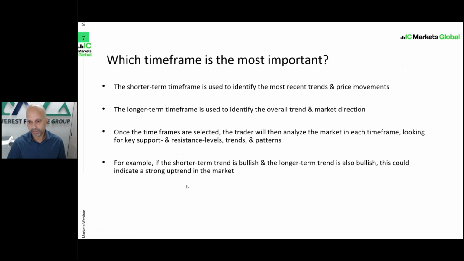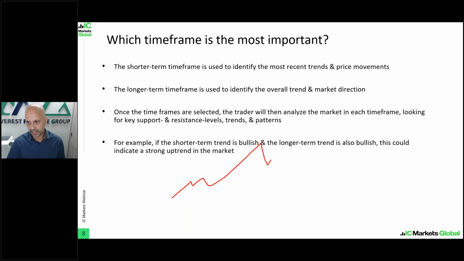So let's just say we have a trend like this. So you can see this is the longer term time trend, right? But along the way, you can see pullbacks occurring here, right? So this is what the shorter time frame is going to be used for. The shorter time frame will be used, for example, highlighting this type of pullbacks in the overall bullish trend.